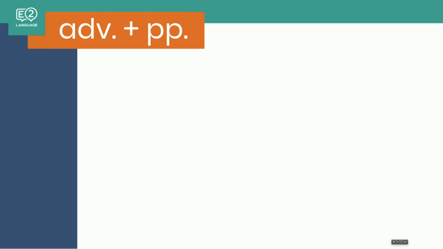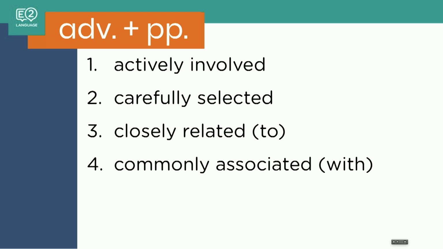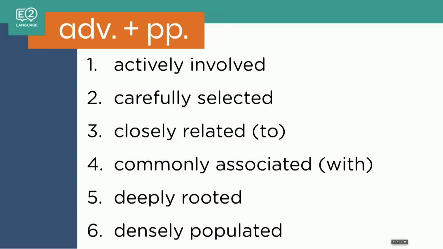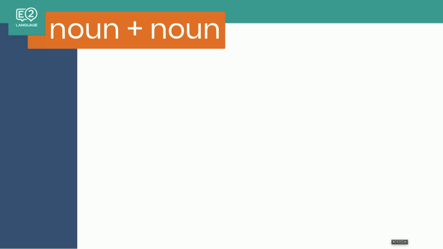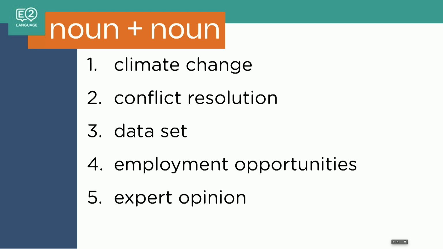Adverb and past participle, or the adjective form, like actively involved, carefully selected, closely related to. That preposition must accompany this phrase. Same with commonly associated with, deeply rooted, densely populated. And you can also have noun commonly occurring combinations. Of course, this one you'll know, climate change, conflict resolution, a data set, employment opportunities, expert opinion, and gender equality.